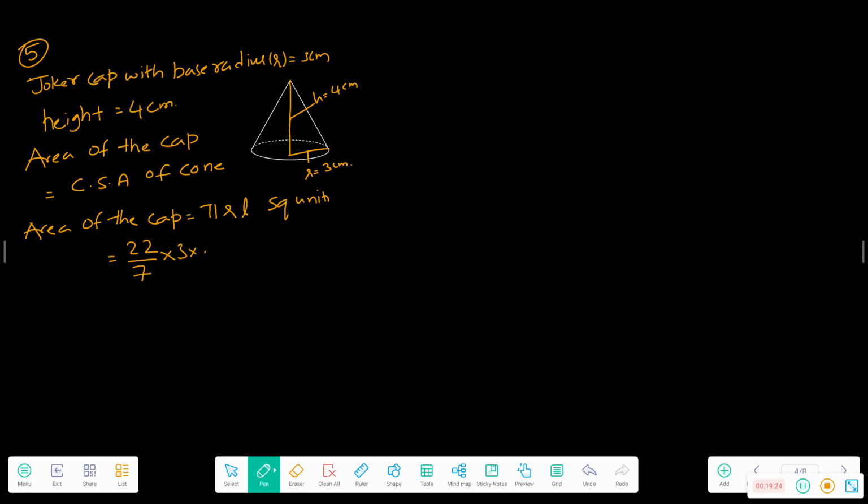R value is 3 centimeter. L value we don't know, so we need to find the value of L. L is equal to the square root of R square plus H square, that is, 3 square plus 4 square, which is equal to the square root of 25, that is 5 centimeter.